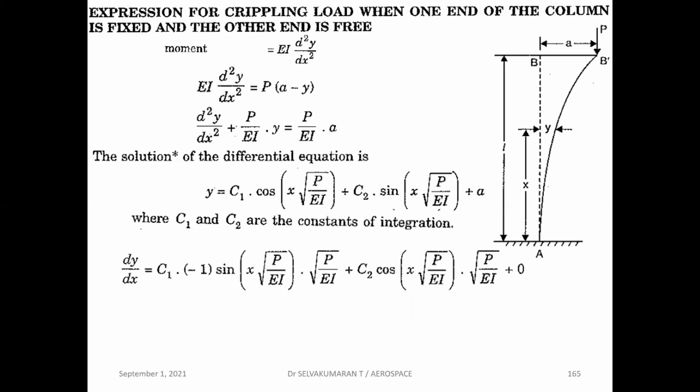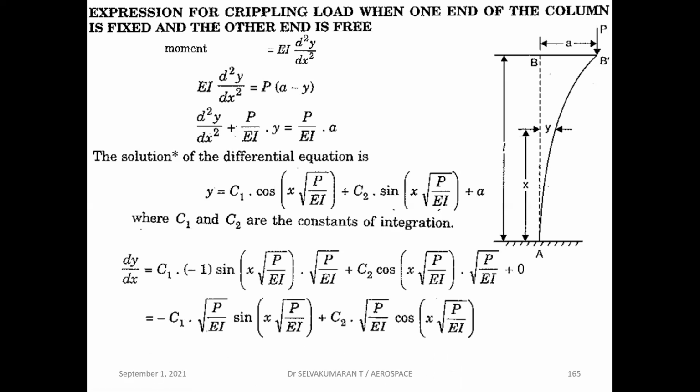So we are just differentiating this with respect to x. Why I'm differentiating: at the fixed end, we get both slope and deflection to be 0. So I will be considering the slope also. In order to get the slope equation, I'm differentiating the deflection equation. So dy by dx is equal to cos differentiation is minus sine. That is why we are getting minus sine of x root of P by EI, and differentiation of this is root of P by EI, plus C2 sine differentiated to cos of this, and the bracket differentiation gives root of P by EI, plus A is a constant, so 0. So after simplification, you get this.